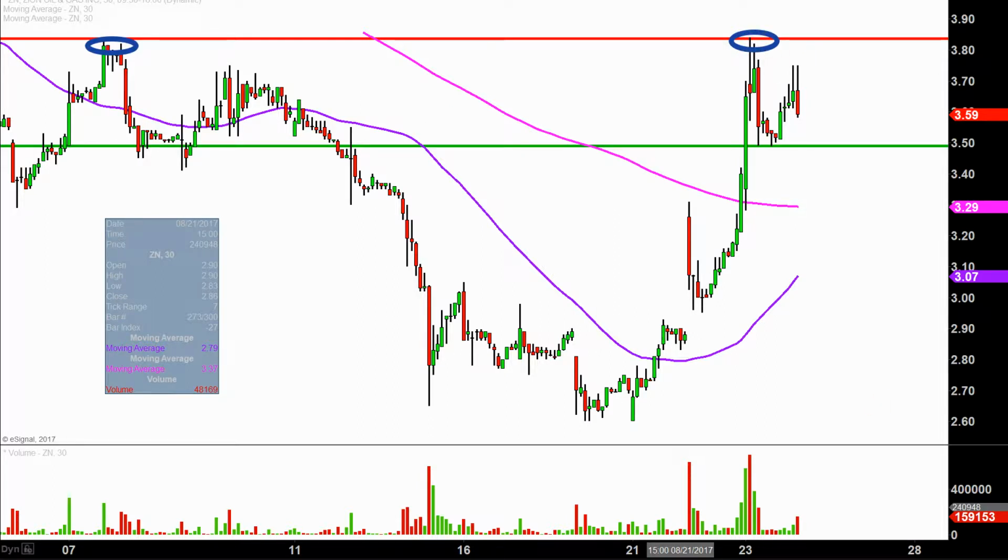So that'll be public enemy number one going into tomorrow, but as long as the price keeps on building these higher bases like it's been doing, the chart is just going to gain that much more momentum.